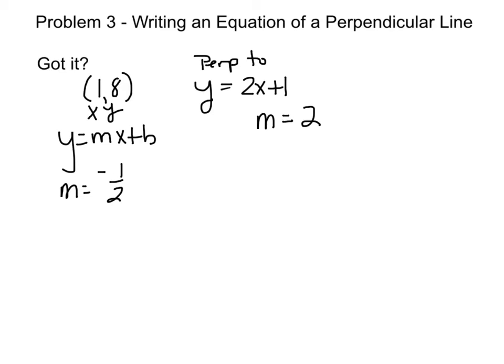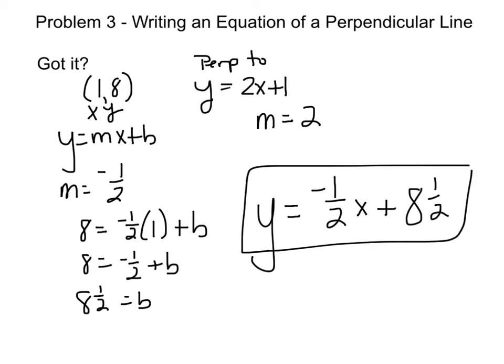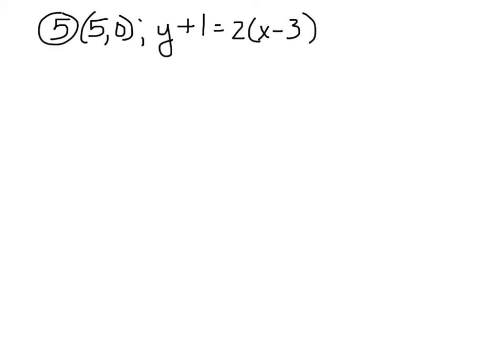Let's plug it in and solve for b. 8 equals -1/2 times 1 plus b. 8 equals -1/2 plus b. I add a half. That gives me 8 1/2, or 17 halves, equals b. I plug it into my equation: y equals negative 1/2 x plus 8.5. And that is my answer.